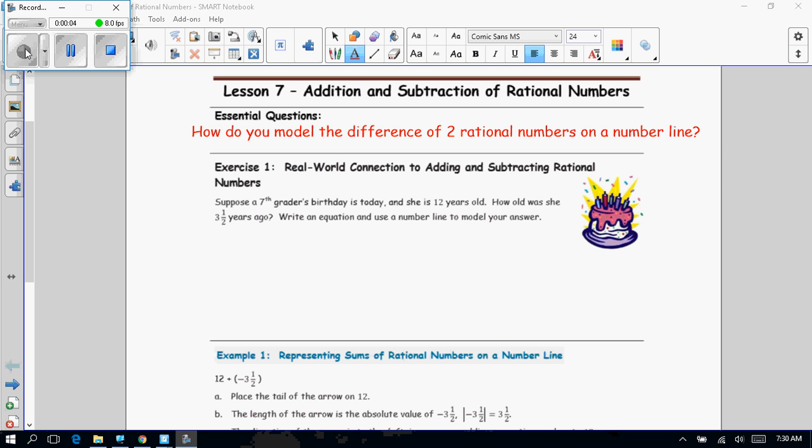We are in Module 2, Lesson 7. I'm on page 48. Lesson 7 is the addition and subtraction of rational numbers. And the essential question today: how do you model the difference of two rational numbers on a number line?